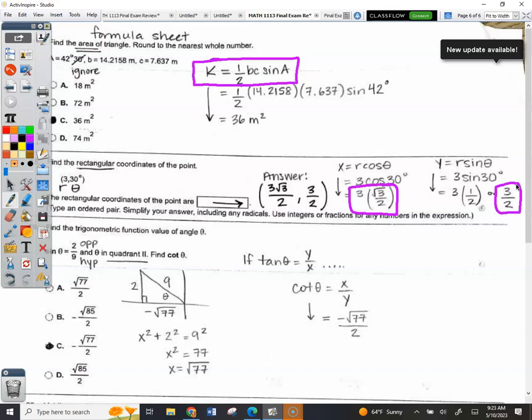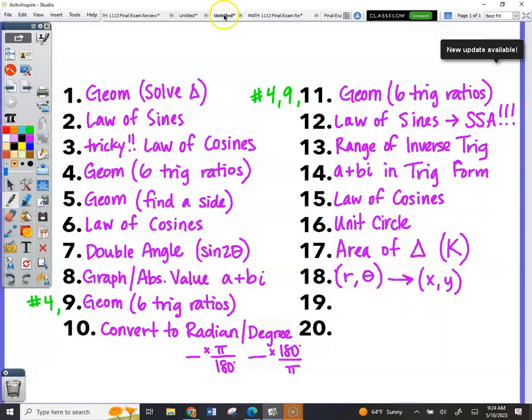Number 19, find the trig function value. They give us sine, they tell us what quadrant, then they ask specifically for cotan. So this is, again, that basic geometry, but they're not asking for all 6 trig functions. They're just asking for a single one. What you have to be careful with here is drawing it in the correct quadrant, which it tells you, and then labeling the correct negative. So watch your negatives. You might want to make a note on that one. Watch your negatives.